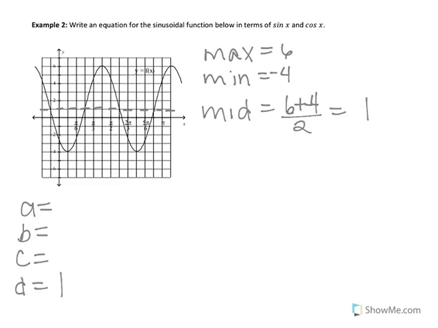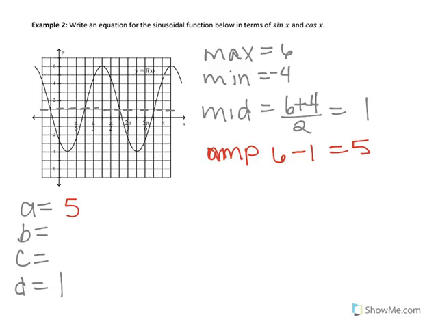That means my D value is 1. Now I can find my amplitude, so 1, 2, 3, 4, 5. So amp, remember, is the max minus the mid, which is 5. So I know, oh, I just wrote A. Alright, 5. We can also find our period length.